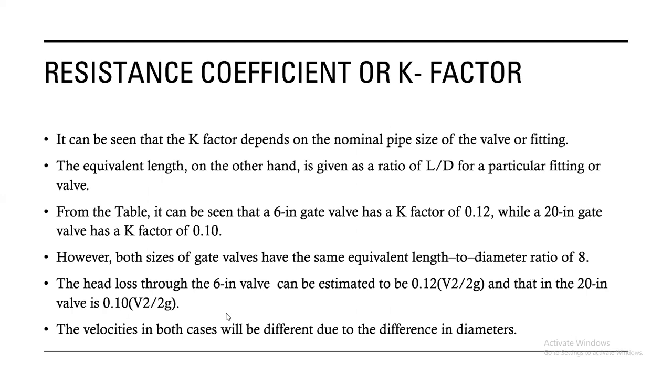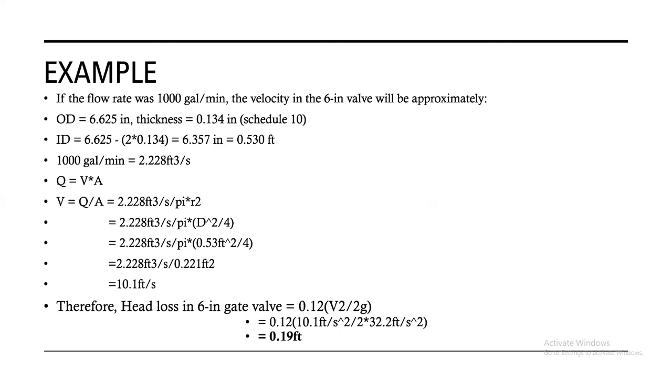The head loss through a 6-inch gate valve can be estimated to be 0.12 multiplied by the velocity head, and that in a 20-inch valve is 0.1 multiplied by the velocity head. The velocities in both cases will be different due to different diameters. As an example, if the flow rate was 1000 gal per minute, the velocity in the 6-inch valve will be approximately.